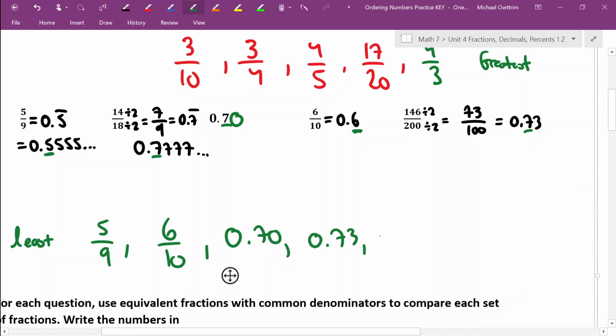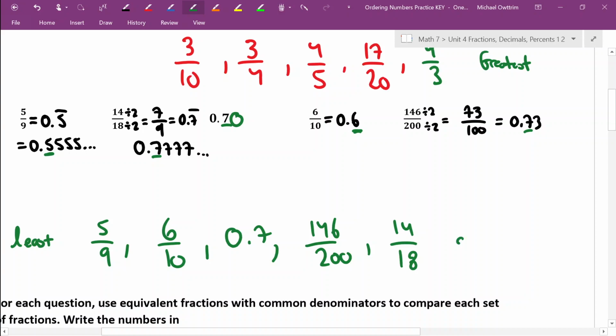And of course, we do actually want to write those with their original ways that they were written. So our 0.7 was written like that. Our 0.73 was actually 146 out of 200. And our 0.7 repeating is 14 out of 18 as our greatest value.